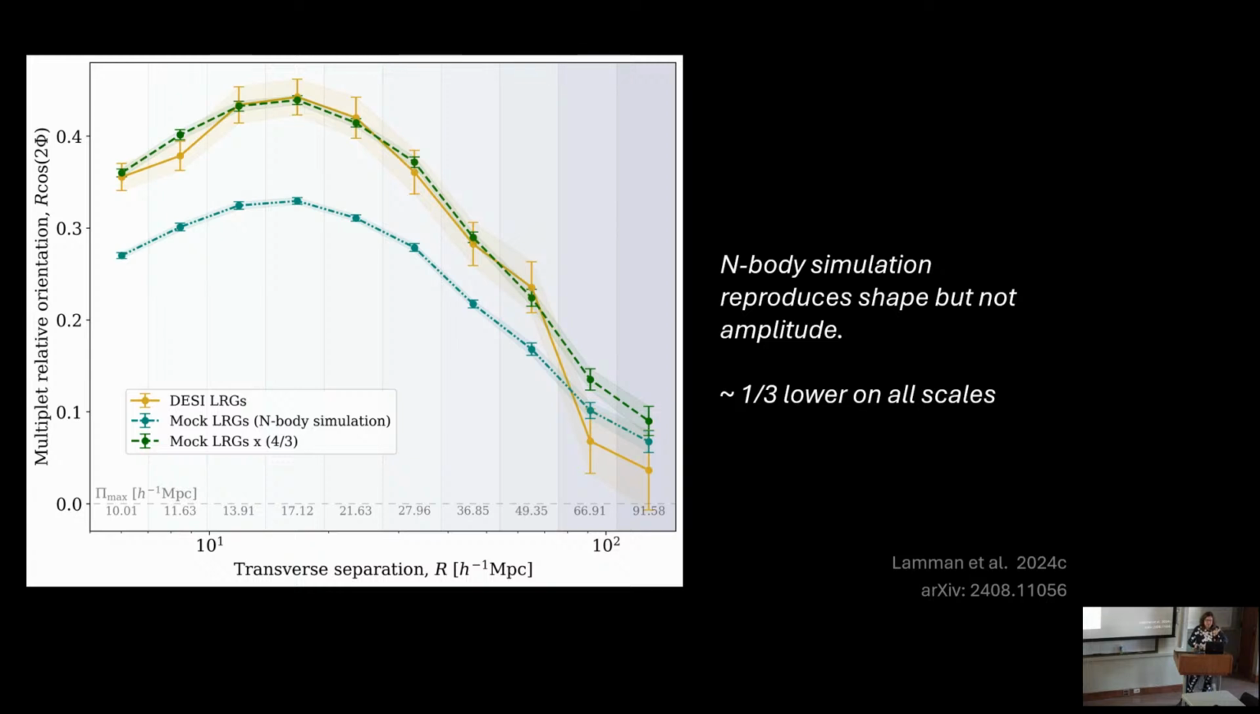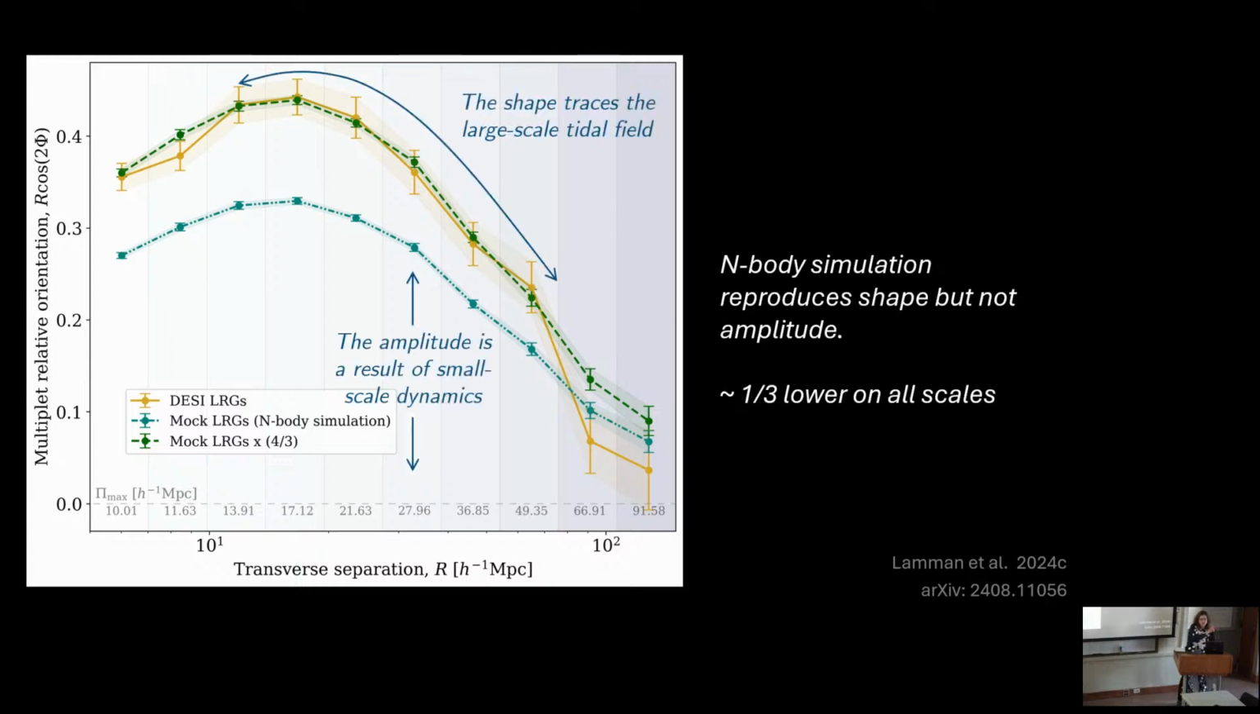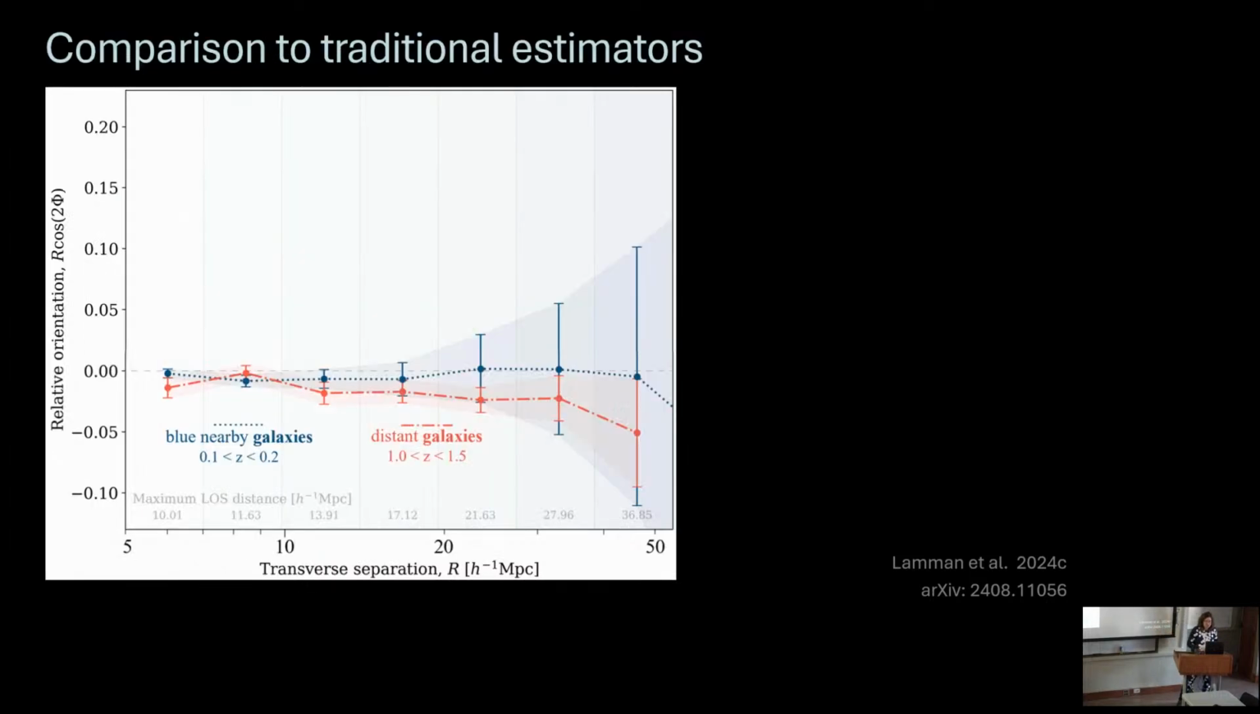This is a demonstration of how the scale dependence, or the shape of this signal, is tracing the underlying large-scale structure, but the amplitude is a result of small-scale dynamics. This is useful because it means you can make some statement about the underlying matter distribution regardless of what galaxies you're using. To make this really clear, here's a measurement of the alignment or the orientations of individual galaxies, for both blue galaxies in a very dense region and galaxies in DESI that are beyond redshift 1.